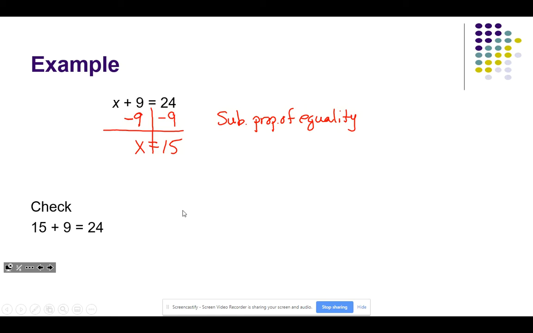To check, I take my original equation and I plug in what I found for x. I then simplify both sides of the equation. In this case, I only have to simplify the left. 15 plus 9 in my calculator is 24. And since 24 is equal to 24, I have a good solution.